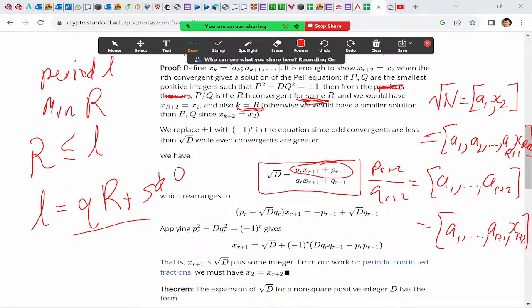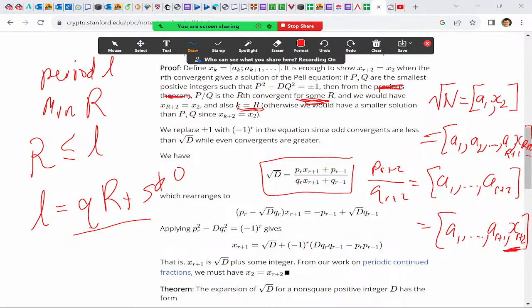Isn't it just an approximation of root D though, not equal to root D? No, it's equal because this thing is not rational. You can take the R wherever you want, and this expression will be true. Here we're taking it at the R plus first spot. So you can assume this pretty safely.